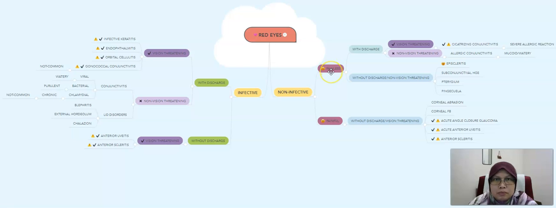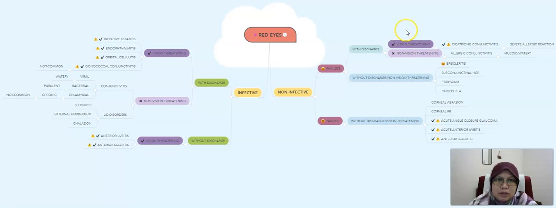But it is also painless. Okay, painless with discharge. The most common is actually the one which is non-vision threatening, which is allergic conjunctivitis. Usually the discharge is watery or mucoid. The history is usually very long. However, vision in the beginning should be normal, unless it is very chronic, and patients can also have some corneal ulceration in a long history of allergic conjunctivitis.